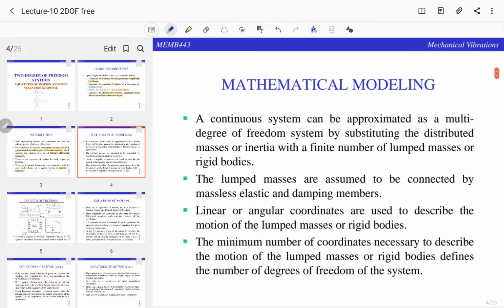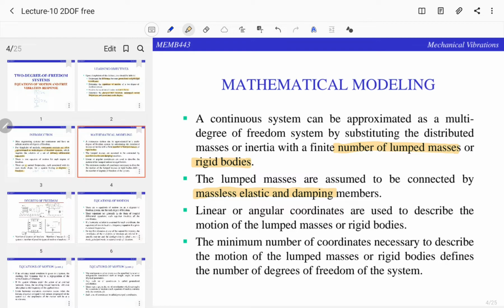A continuous system can be approximated as a multi-degree of freedom system by substituting the distributed masses or inertia with a finite number of lumped masses or rigid bodies. So these should be the assumptions. You have a finite number of lumped masses or rigid bodies. They are assumed to be connected by massless elastic elements. So these are also assumptions. Your elastic elements, or your spring and damping, are massless.